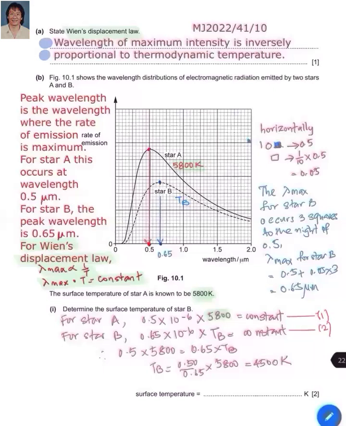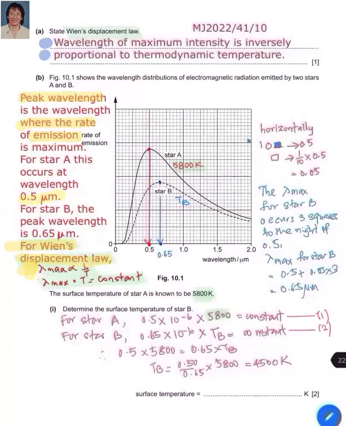The wavelength of maximum intensity is represented by lambda max here. So for Wien's displacement law, lambda max is inversely proportional to temperature. So lambda max times temperature is equal to a constant. Lambda max represents the wavelength of maximum intensity, also known as the peak wavelength. The peak wavelength is a wavelength where the rate of emission is maximum. For star A, this occurs at the wavelength of 0.5 micrometer, which is 500 nanometer.